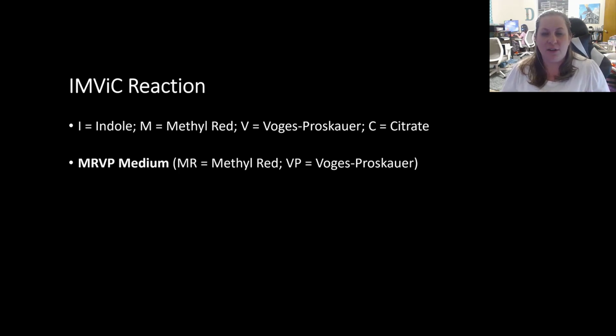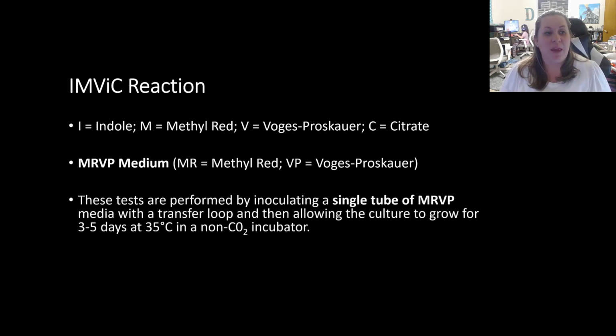Now, let's look at the first one, which we call MRVP. This is a media where we're going to test the methyl red, so the MR, and we're going to test the VP, which is the Voges-Proskauer. So we're going to test those first. These tests are performed by inoculating a single tube. So you're going to have a single tube that says MRVP on it.